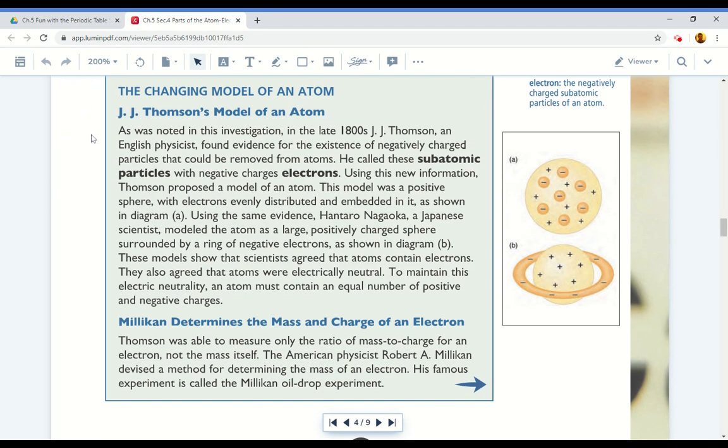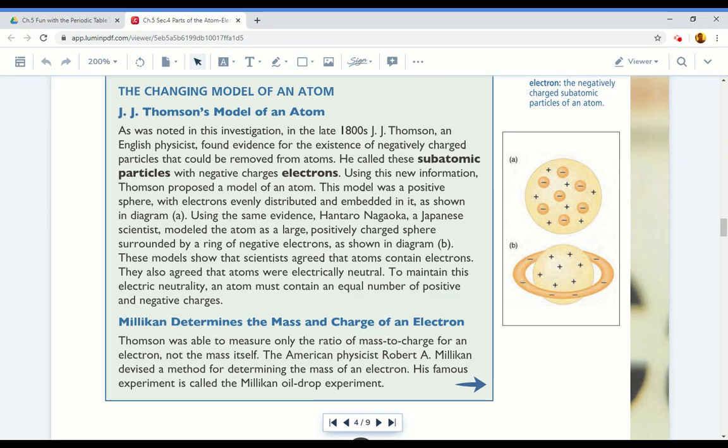The changing model of an atom. J.J. Thomson's model of an atom. As was noted in this investigation, in the late 1800s, J.J. Thomson, an English physicist, found evidence for the existence of negatively charged particles that could be removed from atoms. He called these subatomic particles with negative charges electrons.